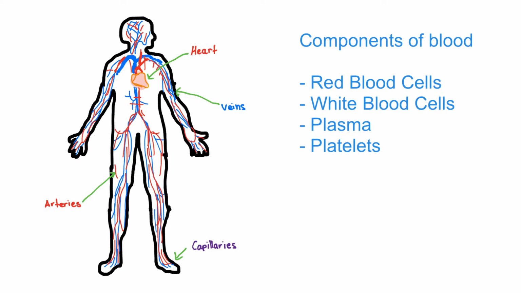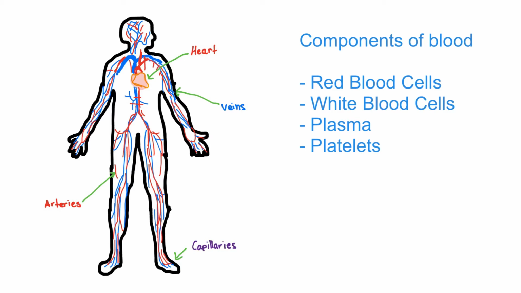Blood is a fluid that is circulated throughout our body by the pumping action of the heart. It nourishes every single cell in our body. And an average-sized human contains about 5 litres of blood.